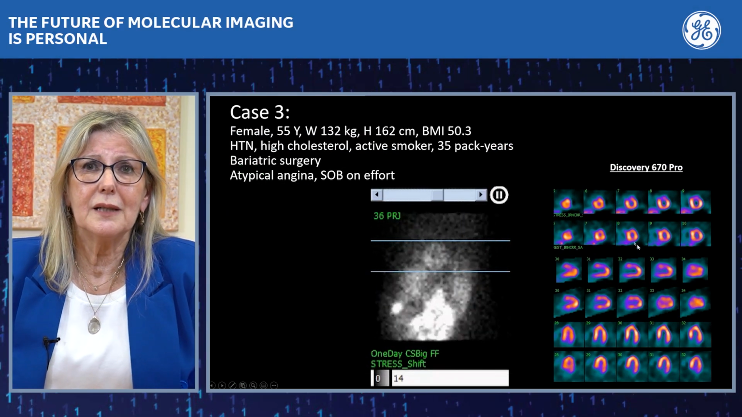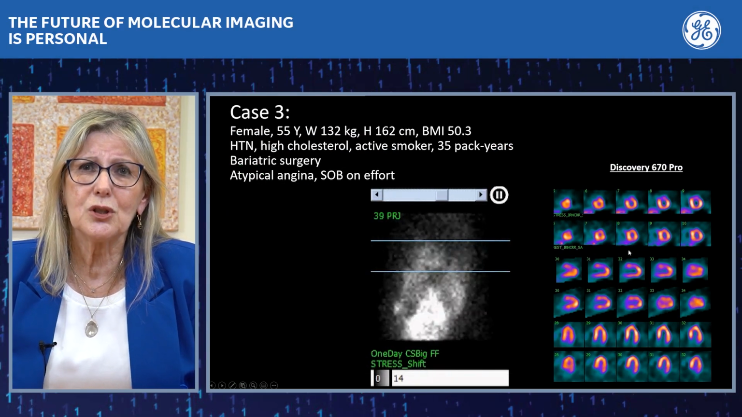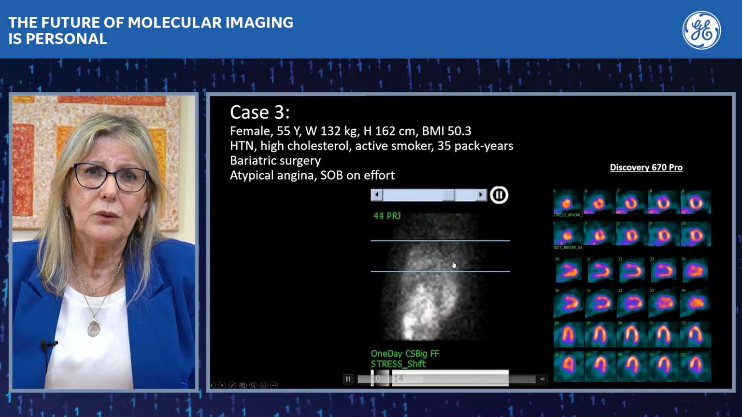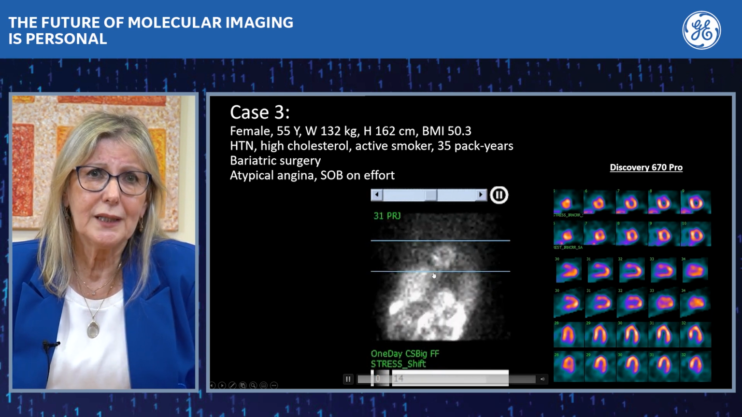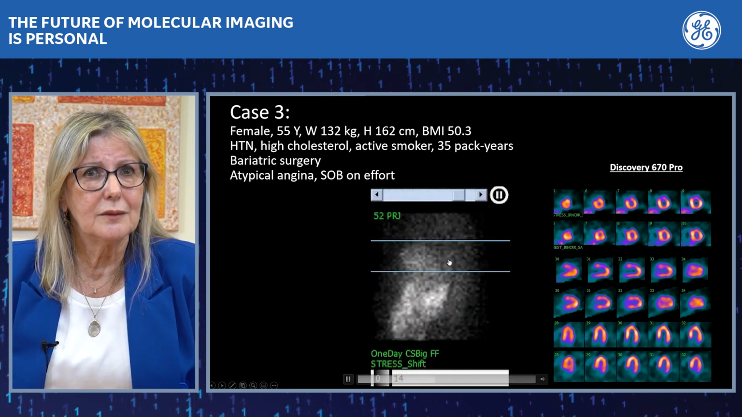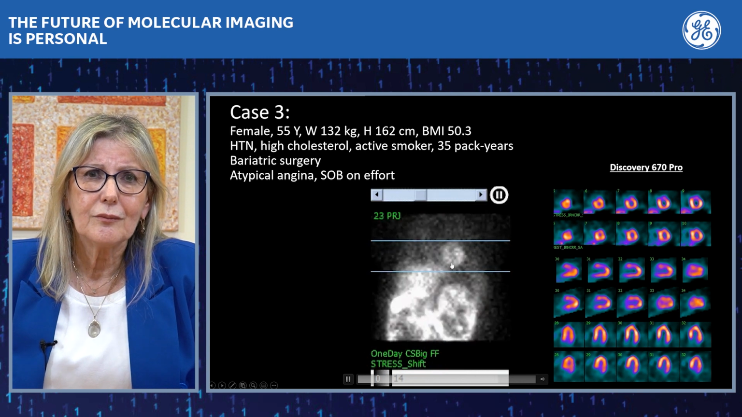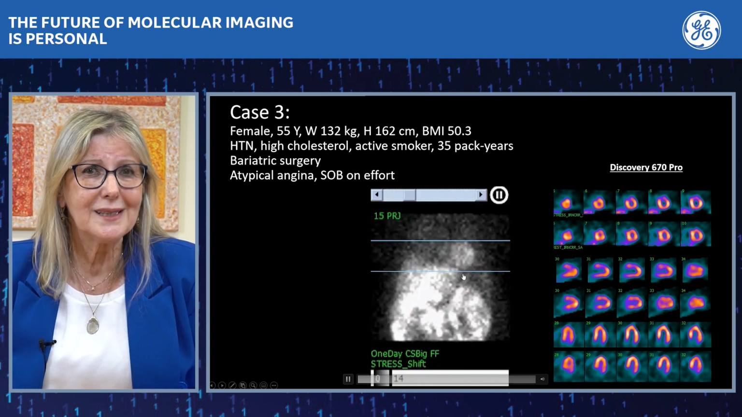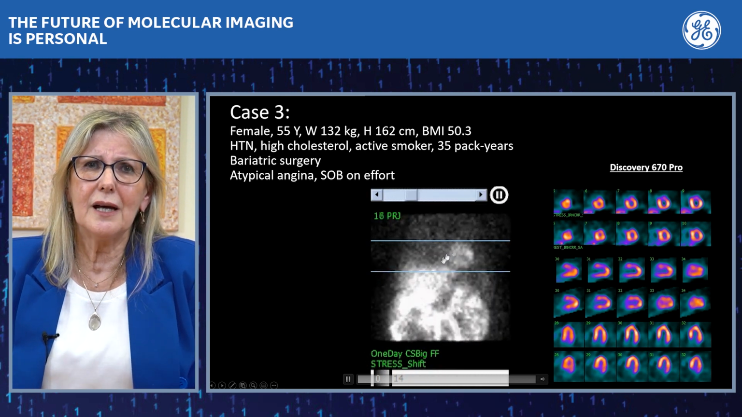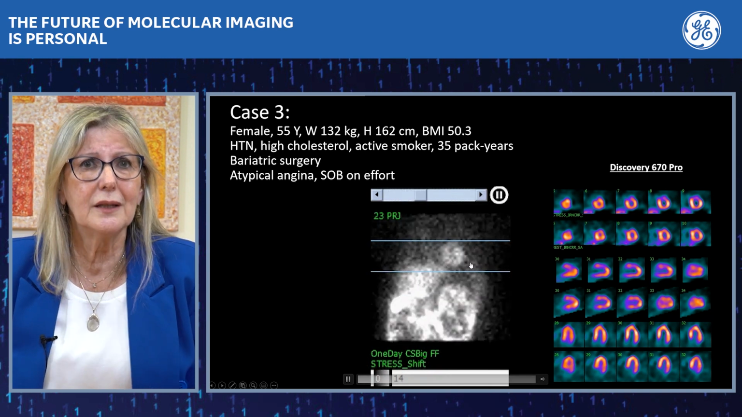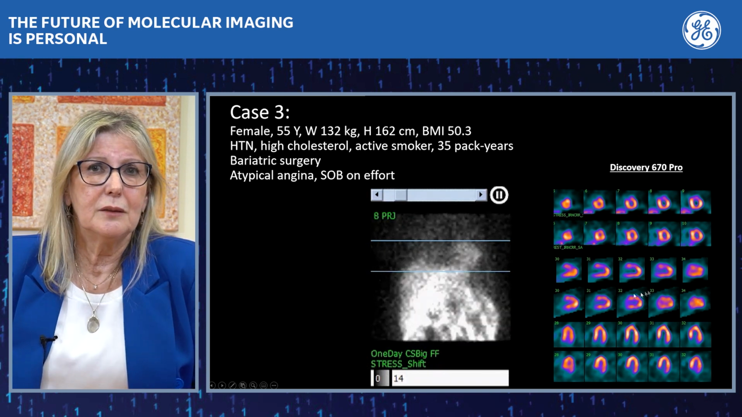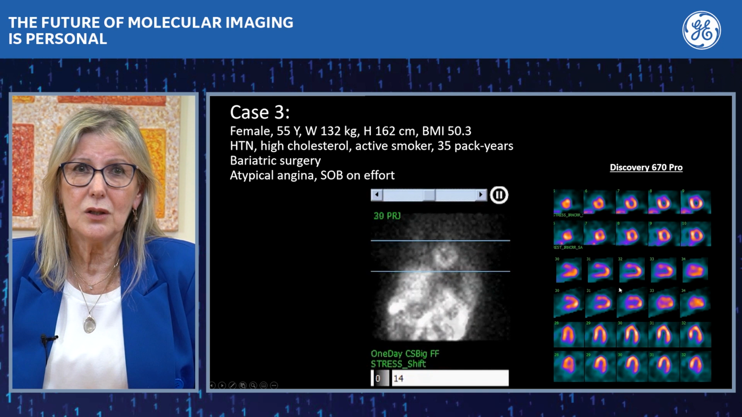So if we examine again the images of the conventional camera, the Discovery 670, and we look at the raw images, the rotating images, we see indeed there was a severe motion, mainly horizontal, but to some extent vertical as well, during acquisition. And this kind of complex motion is hard to correct using motion correction. So actually, this study by the conventional camera is non-diagnostic.